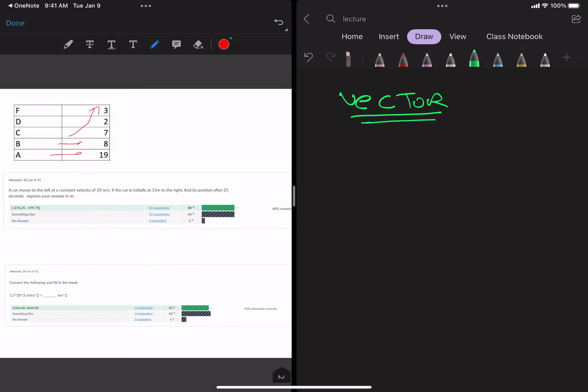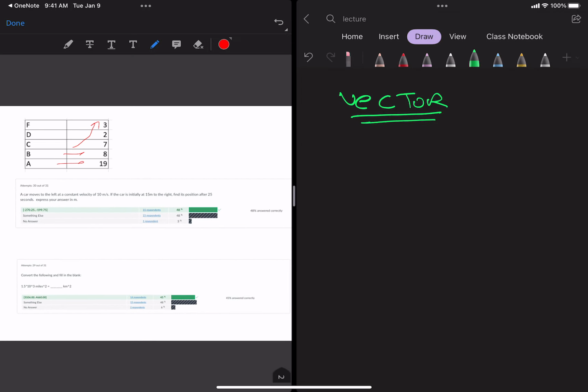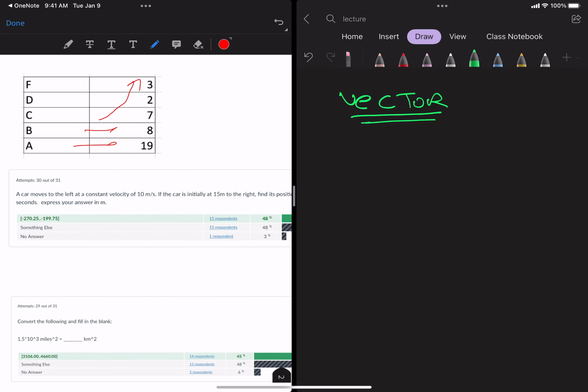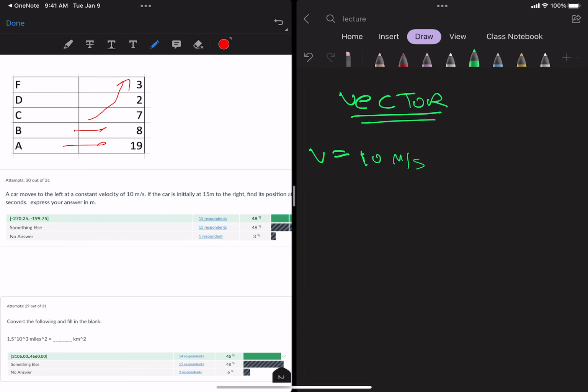So one question that about half of the students missed, about half, is the first one where it says that the car moves at 10 meters per second. So that's a velocity. And it says that the car is initially at 15 meters. So 15 meters, that's a distance which I'll call x. And it says initial, so I'll just call that x sub i. And it's moving towards the right.